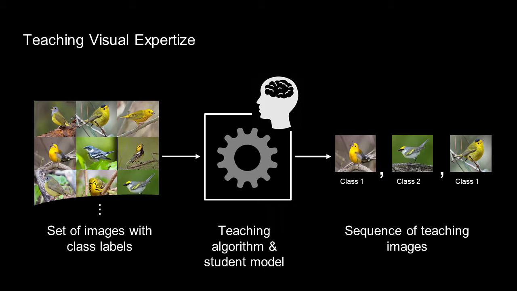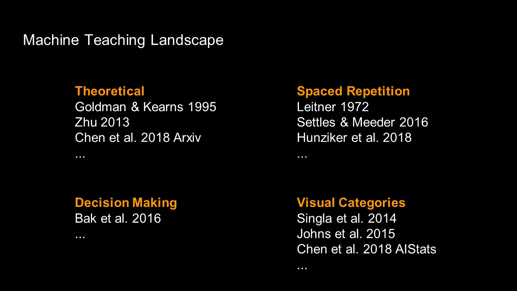Specifically, we propose a novel machine teaching algorithm that takes a set of labeled images as input and, by modeling noisy learners, generates a sequence of teaching images. There's a large body of work exploring the design and analysis of algorithms for automatic teaching, starting with theoretical models with limited noise assumptions to models that take into account memory decay during learning. Approaches exist for teaching visual categories, but they typically provide very limited feedback to the students during teaching.